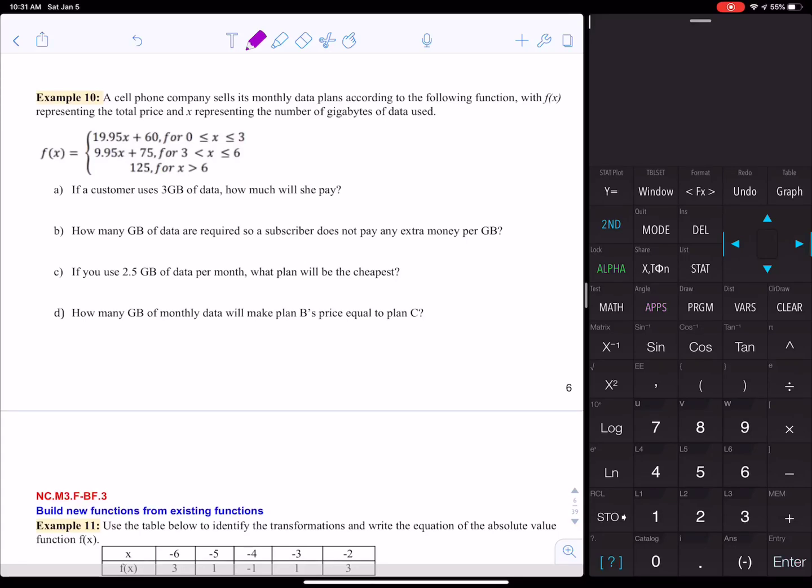Example 10 says a cell phone company sells its monthly data plans according to the following function, with f of x representing the total price and x representing the number of gigabytes of data used. So, if a customer uses 3 gigabytes of data, how much will she pay?